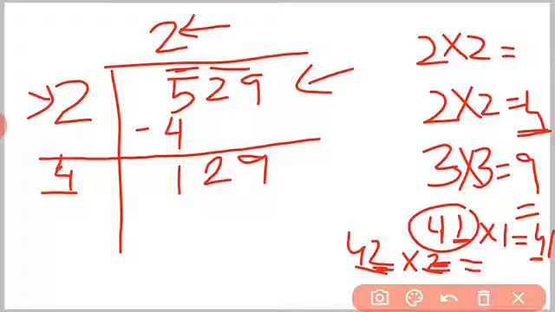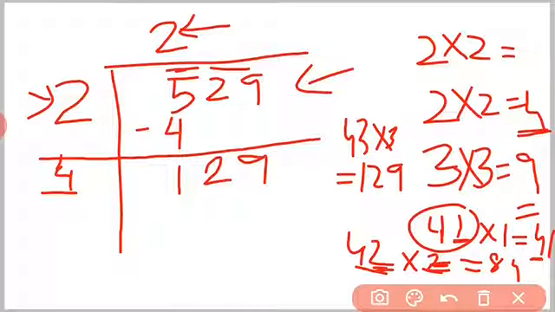So when we multiply 42 and 2, what do we get? We get 84. Again this is a number but it is not very close to 129. So let's take another number, 43 multiply 3. So what do we get? 129. So it is equal to 129. So what will be the new divisor? It will be 43.